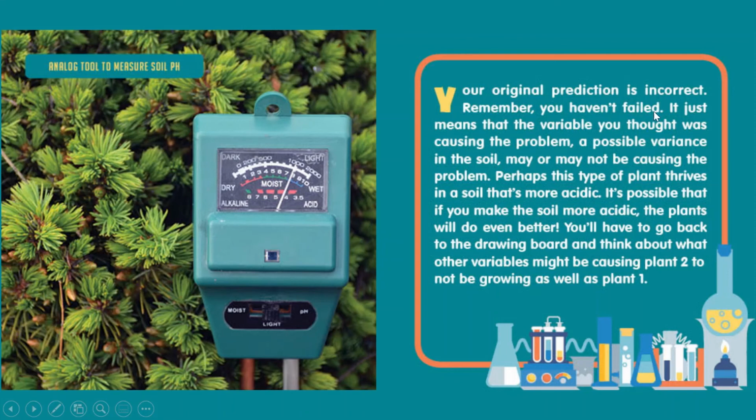Remember, you haven't failed. It just means that the variable you thought was causing the problem, a possible variance in the soil, may or may not be causing the problem. Perhaps this type of plant thrives in a soil that's more acidic. It's possible that if you make the soil more acidic, the plants will do even better. You'll have to go back to the drawing board and think about what other variables might be causing plant 2 to not be growing as well as plant 1.